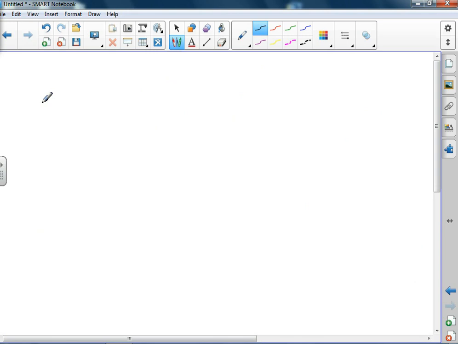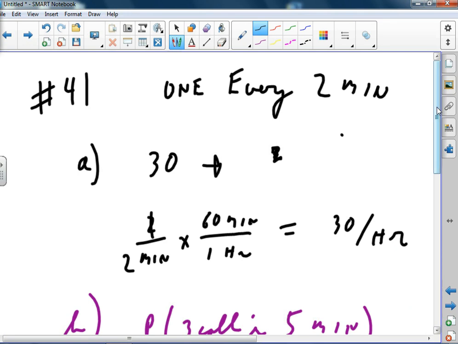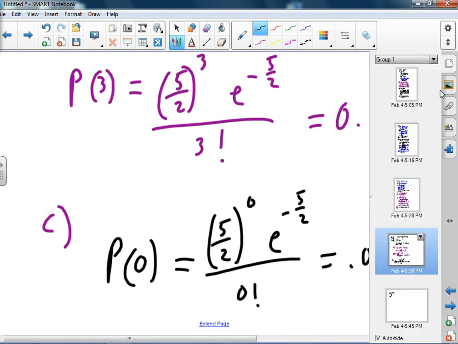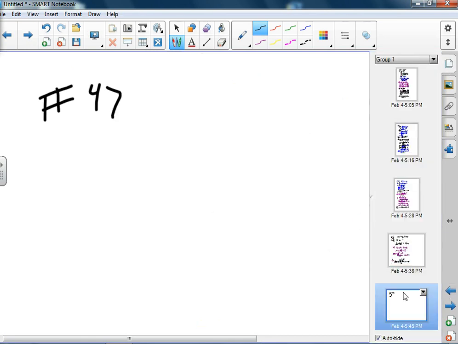All right, next problem, number 47. What was that answer? 0.0821. Less than a 10% probability that I can sit there not doing anything for 5 minutes.